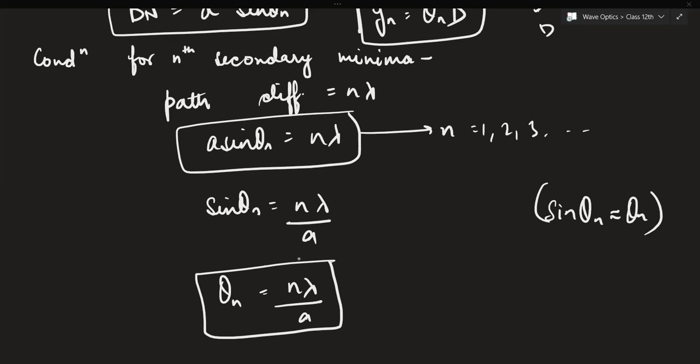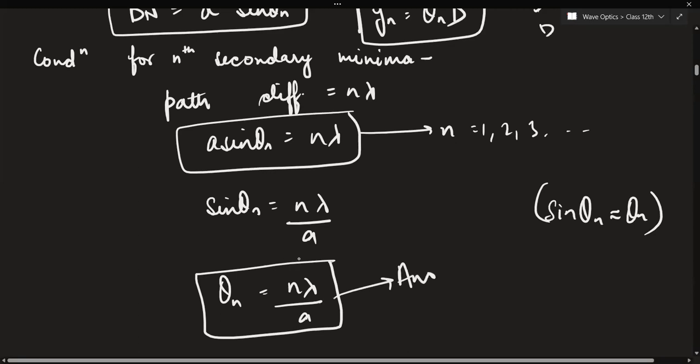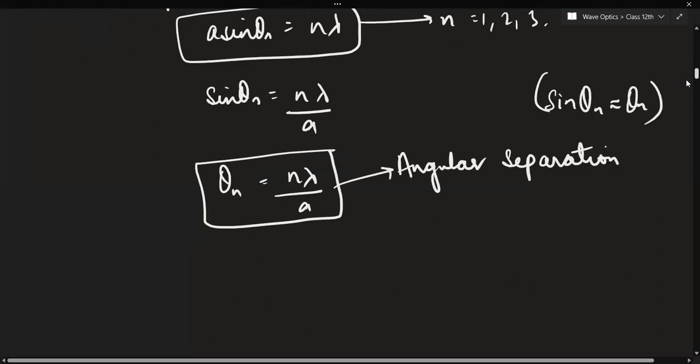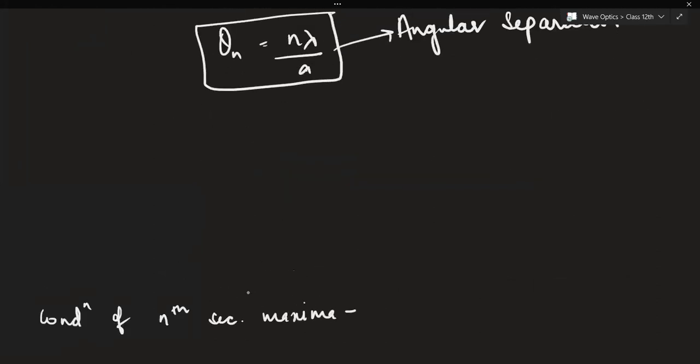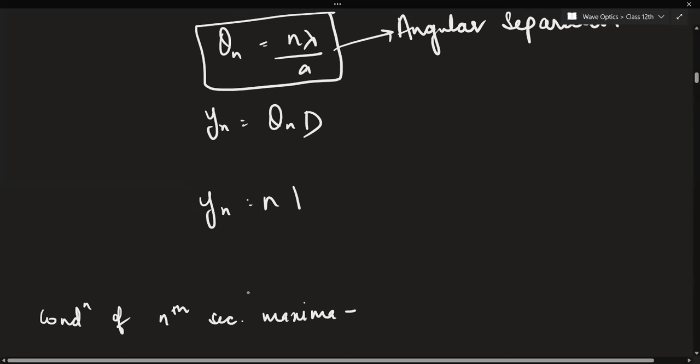All right. So theta n is equal to n lambda by a. This is the angular separation. Now, what if we want to find out the linear separation? See, yn was theta n into capital D, and theta n is this. So yn will be n lambda capital D by a. This is the linear separation.